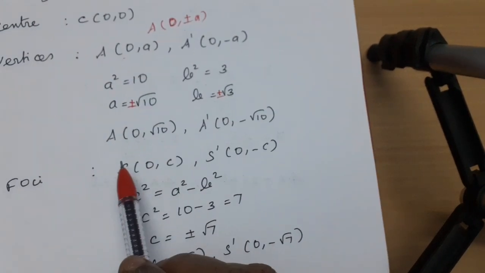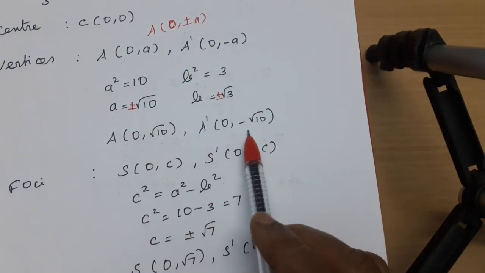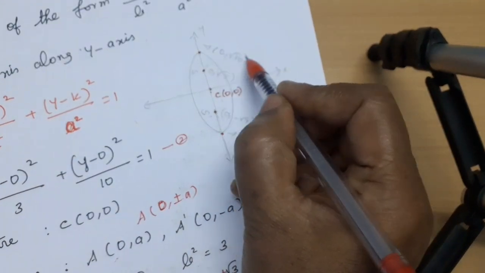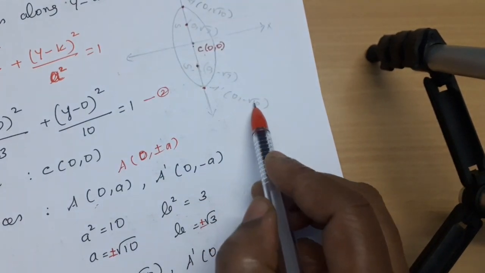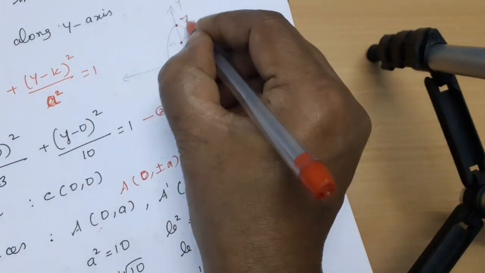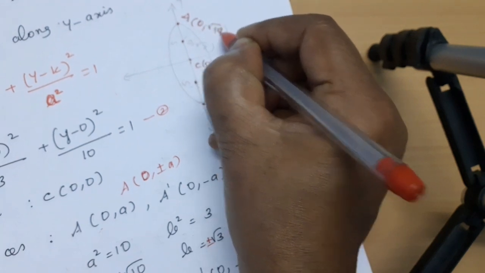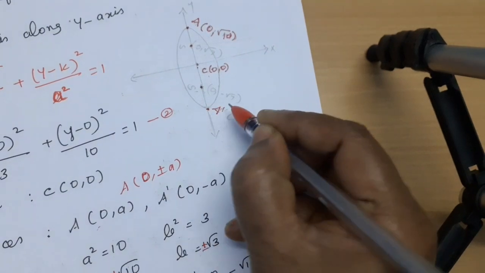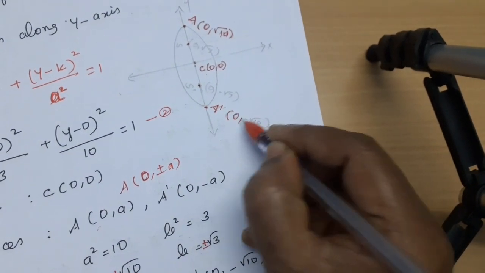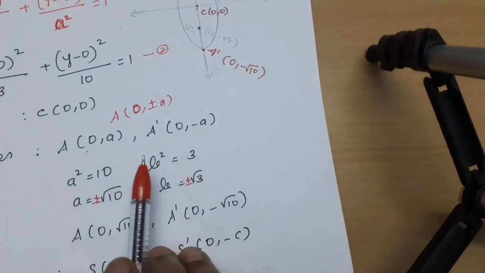Therefore, what is the value for A? A equal to 0, A, which is 0, root 10. And A dash is 0, minus root 10. See, I draw it here. This is A, the positive side: vertex A is 0, root 10. Vertex A dash is 0, minus root 10. The positive side is the upper side, above the x-axis. This is A dash, below the x-axis, the negative side: 0, minus root 10.